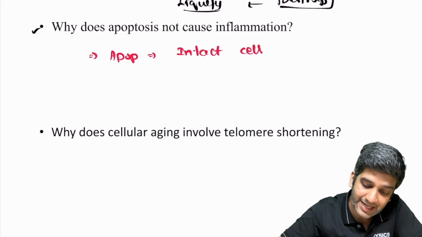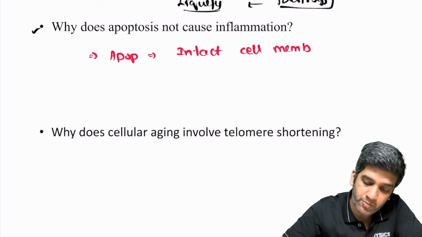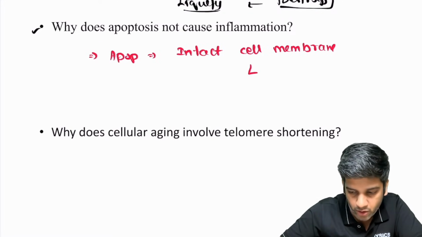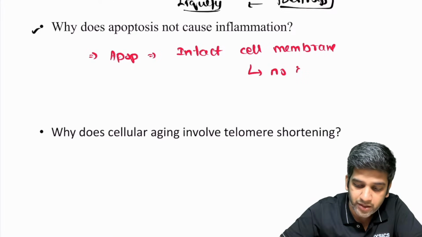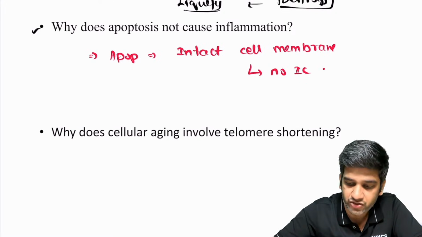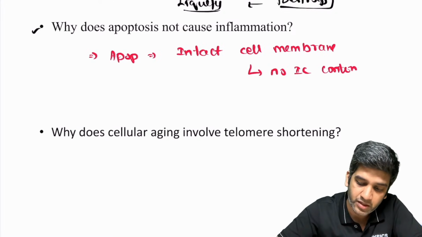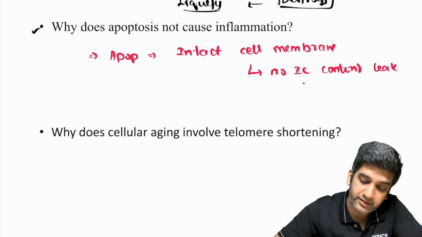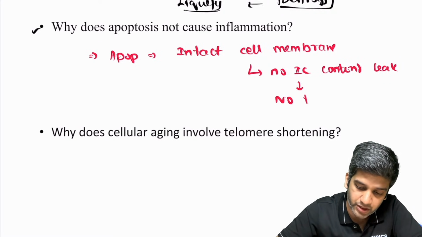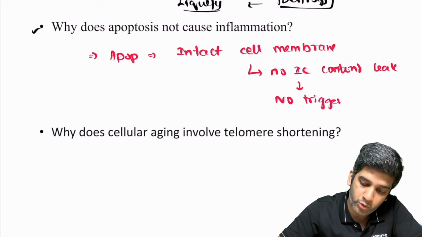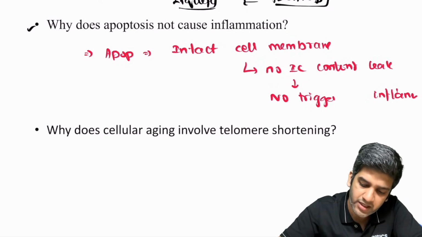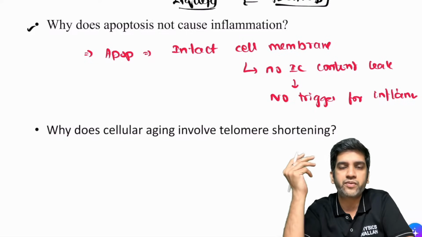You have an intact cell membrane. The moment I have an intact cell membrane, automatically there is no intracellular content leak. When there is no intracellular content leak, there is no trigger for inflammation. That's why apoptosis does not have inflammation. Once intracellular contents leak, my body will respond to it and cause inflammation. Here there's no trigger for inflammation, right?